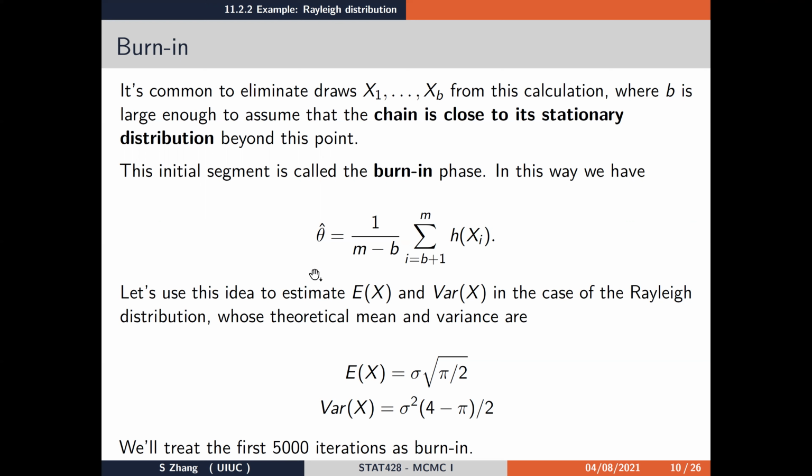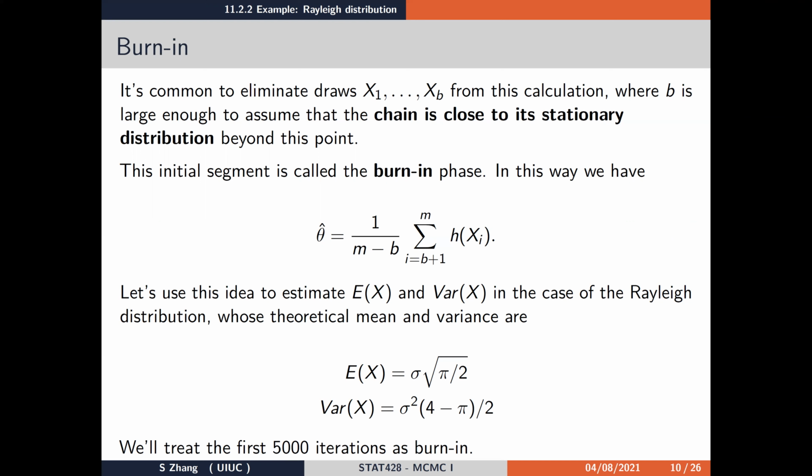In this way, we have theta hat equal to 1 divided by m minus b, times the sum from b plus 1 to m of h evaluated at the x_i samples. Let us use this idea to estimate the expectation and the variance of x in the case of the Rayleigh distribution with sigma equals 4. We know the theoretical mean and variance for the Rayleigh distribution. We will see whether these are close to the Monte Carlo estimates that we get when we simulate the chain using Metropolis-Hastings.